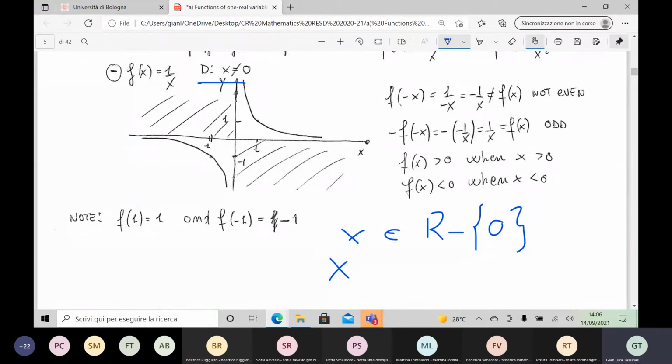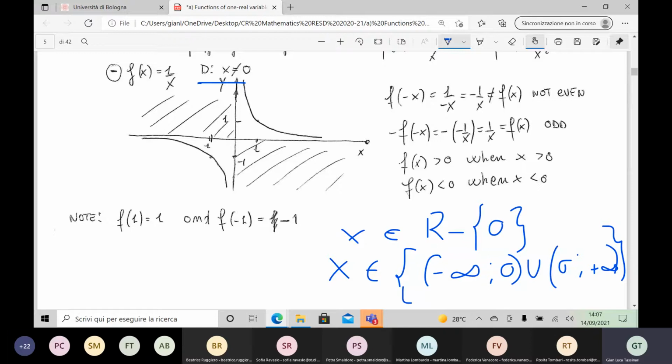X belonging to the union of two sets. One set is minus infinity to 0, not included, union 0 to plus infinity, and then close the outer parenthesis. Okay, these are two other different ways to write the domain.